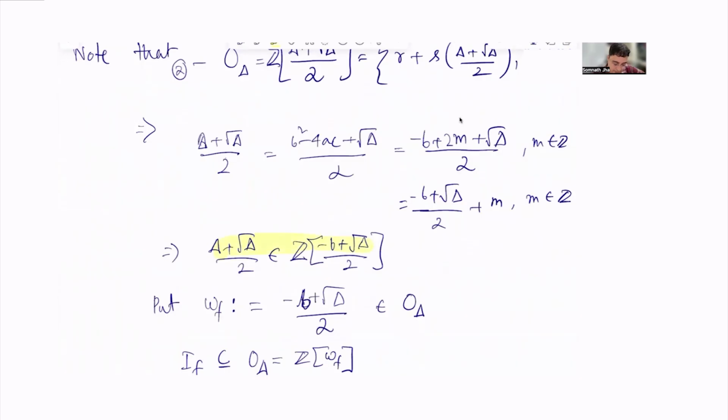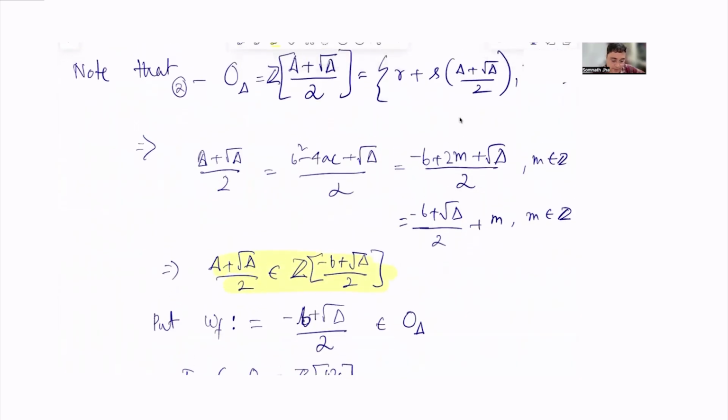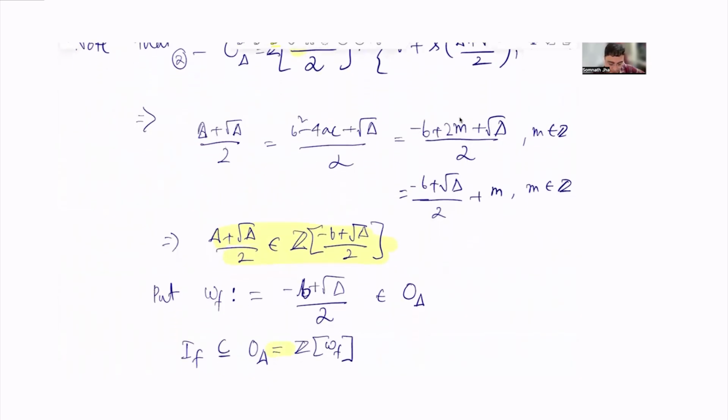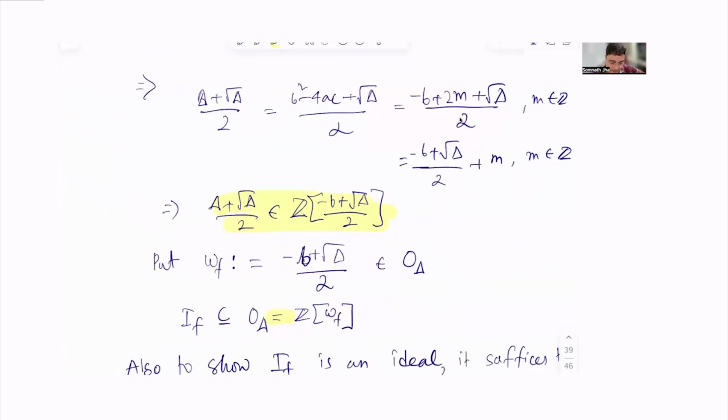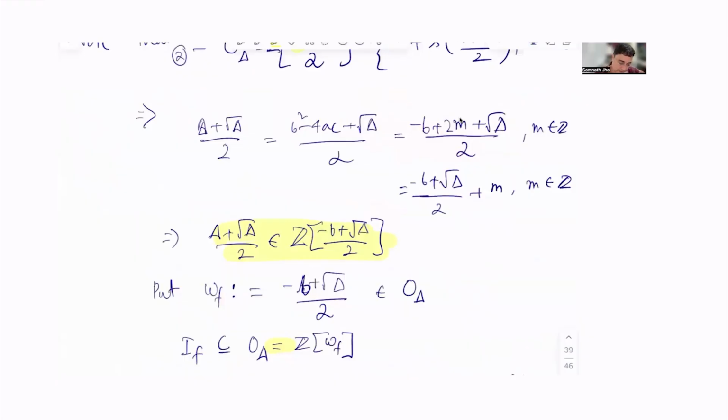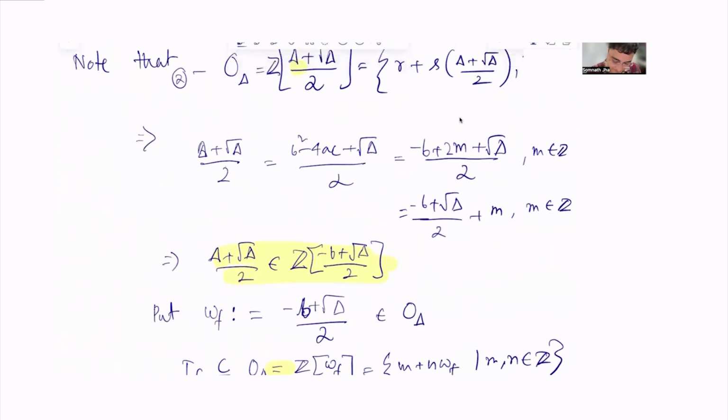Look here. The ring of integers is given by Z[(Δ + √Δ)/2], and (Δ + √Δ)/2 belongs to this abelian group. Obviously this is a subset of this, so this is an equality. So what I have defined: first, O_Δ, the ring of integers, is given by Z times the free abelian group Z ω_f. So this is equal to m + n ω_f, where m, n are in Z. So this is O_Δ.